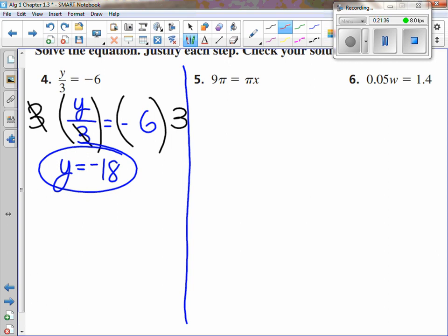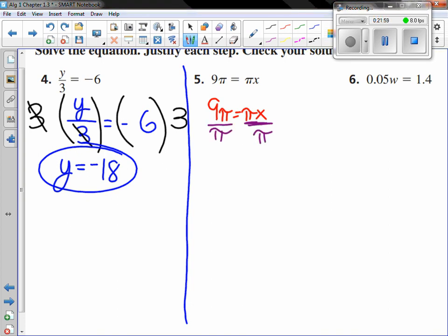Now let's look at the next one. Let's look at number 5. So we have 9 pi equals pi times x. Now what we want to do is get x by itself. We see that pi and x here are being multiplied together. So to undo multiplication, its opposite, its inverse, is division. So we'll divide both sides by pi. And when we divide both sides by pi, pi divided by pi cancels out, leaving me with just x. Well, hey, look at that here. This pi and this pi cancel out, leaving me with 9. So our answer here is x is equal to 9. We used our division property of equality, and we got our answer.